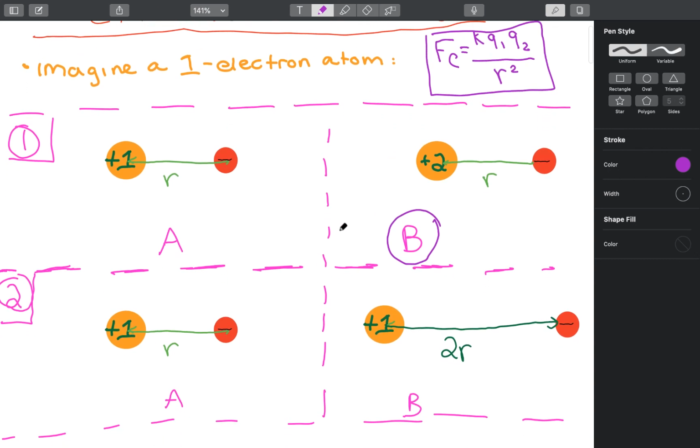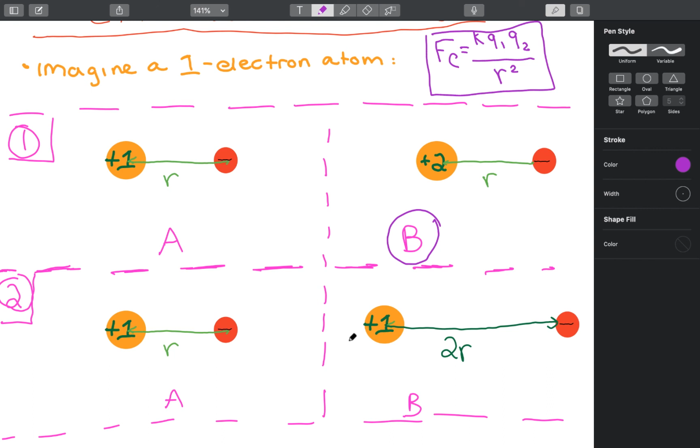So let's look at scenario 2. Scenario 2, we have condition A and condition B. Now in condition A, we have a +1 charged nucleus, a -1 charged electron, and a distance between the two species equal to r. And then in condition B, we have a +1 charged nucleus, a -1 charged electron, and a distance between the two species equal to 2r. So it's twice the distance as that of condition A.